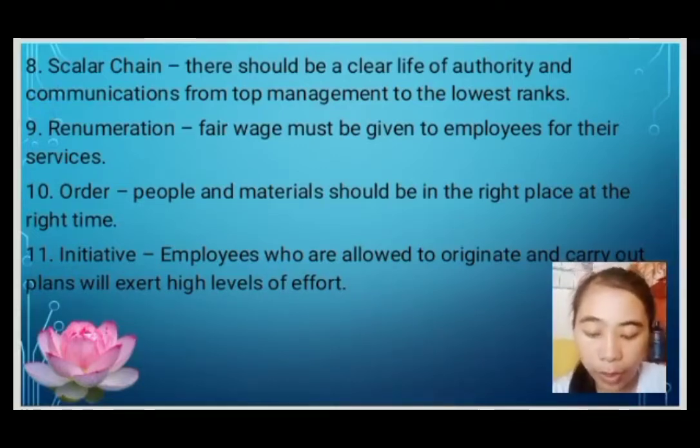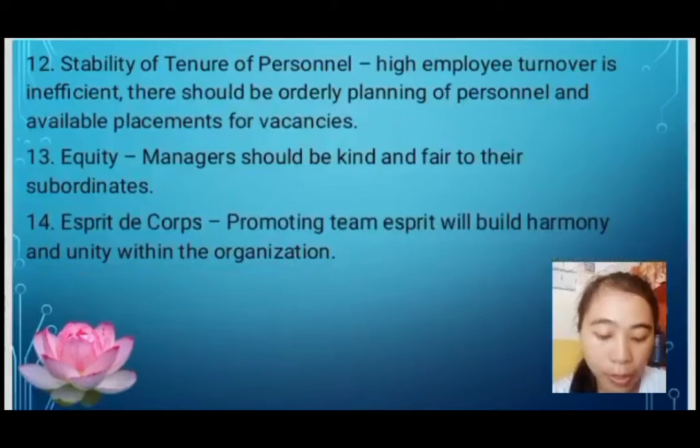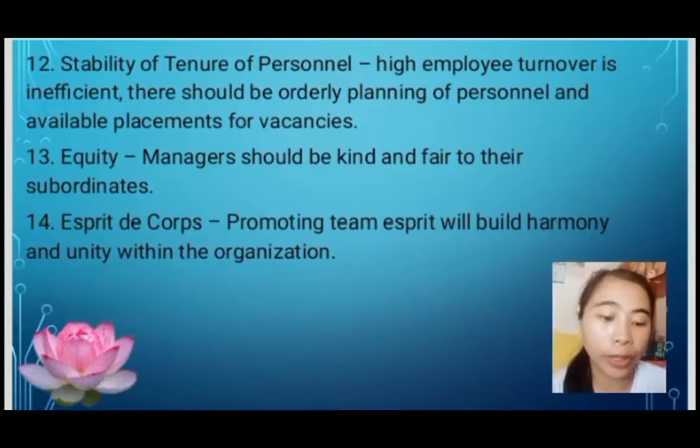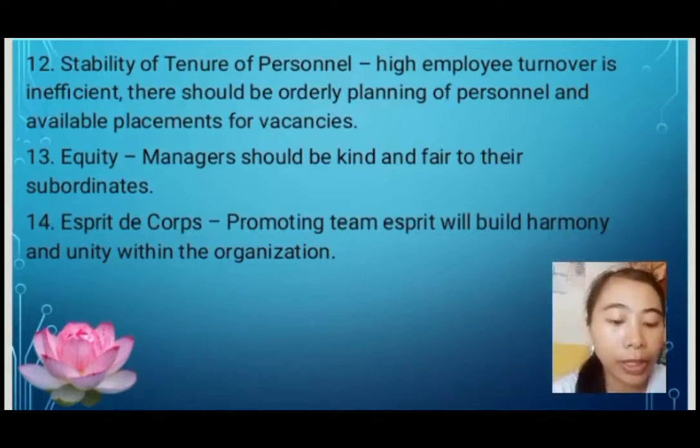Number 12 is stability of tenure of personnel. Kinakailangan na may kasiguraduhan sa trabaho upang magtagal ang mga empleyado. Also, kapag may umalis sa isang organization, let's say a manager, there should be an available replacement para di ma-disturb ang flow of work. Number 13 is equity.